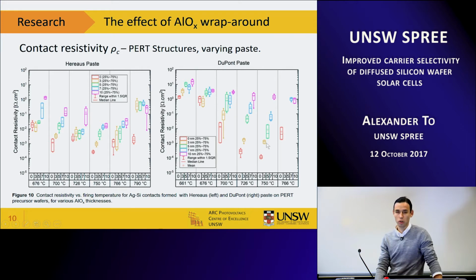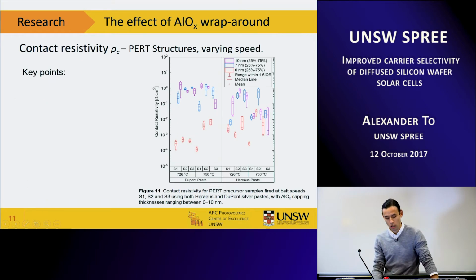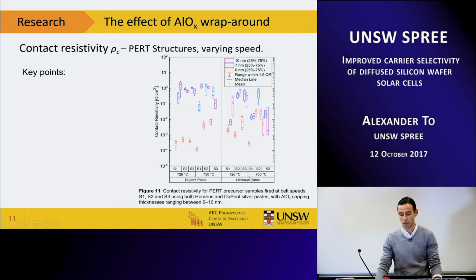Taking these results, though, we thought, well, maybe it's just not firing properly. It needs a bit more time or something. So we did different speeds here. So again, the same sort of plot, different temperatures, different pastes. However, we weren't really able to improve relative to the base cases.